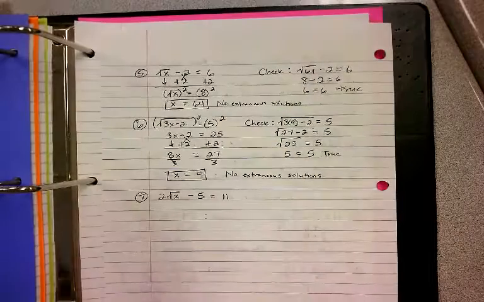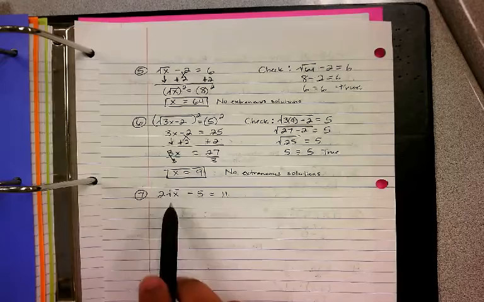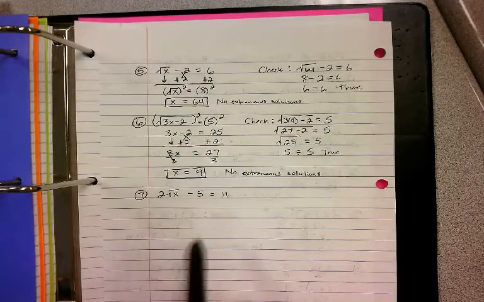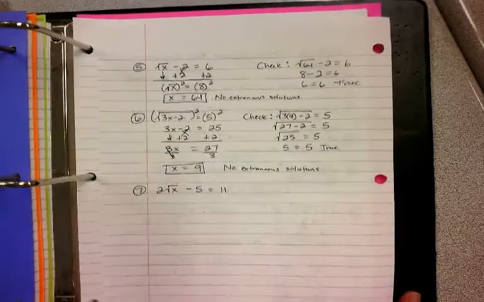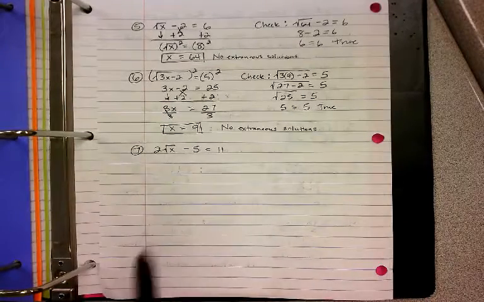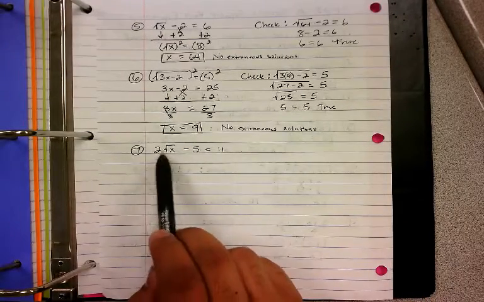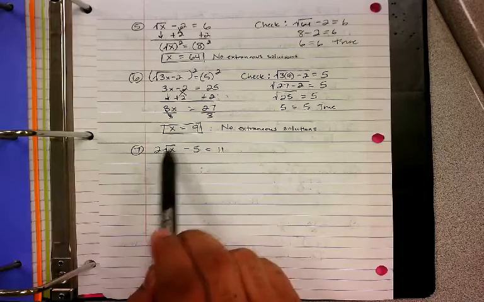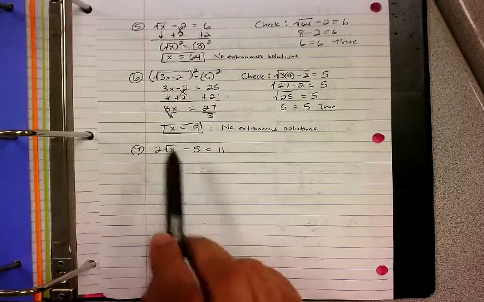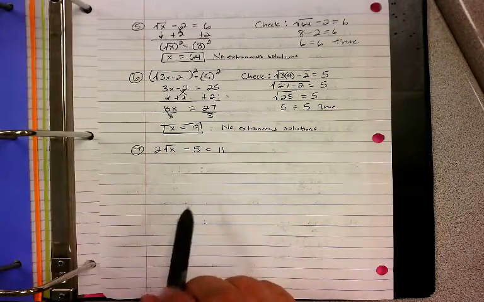So we're on number 7. Again, 2 times the square root of x minus 5 equals 11. That's the equation. First step is to get the radical by itself. The radical is the square root of x. Just this square root is the radical. Gotta get it by itself.